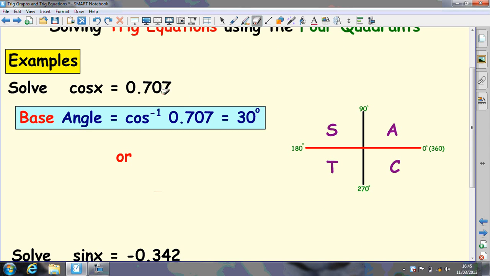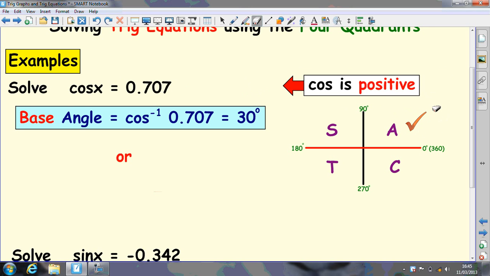Now the next thing you have to look at is whether cos x is equal to a positive value or a negative value. In this case, it equals a positive value. So when we draw our all sine tan cos, we look at where the cosine wave is positive. Now the A means all the graphs are positive, so we want to tick that one. S means only the sine wave is positive, and the rest are negative, so we don't want to tick there. T means the tan graph is positive, but the rest are negative, so the cosine wave would be negative there, we don't want that. And finally the C means the cosine wave is positive, so we tick that one.